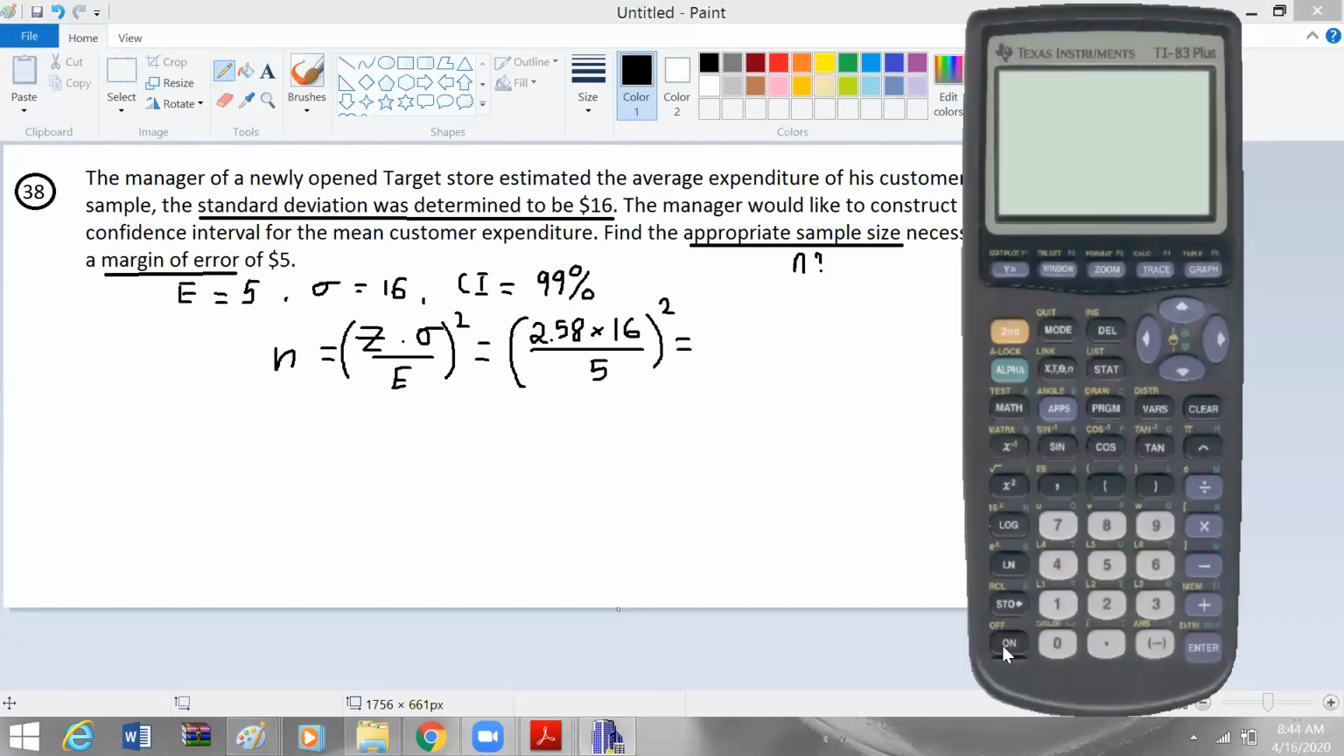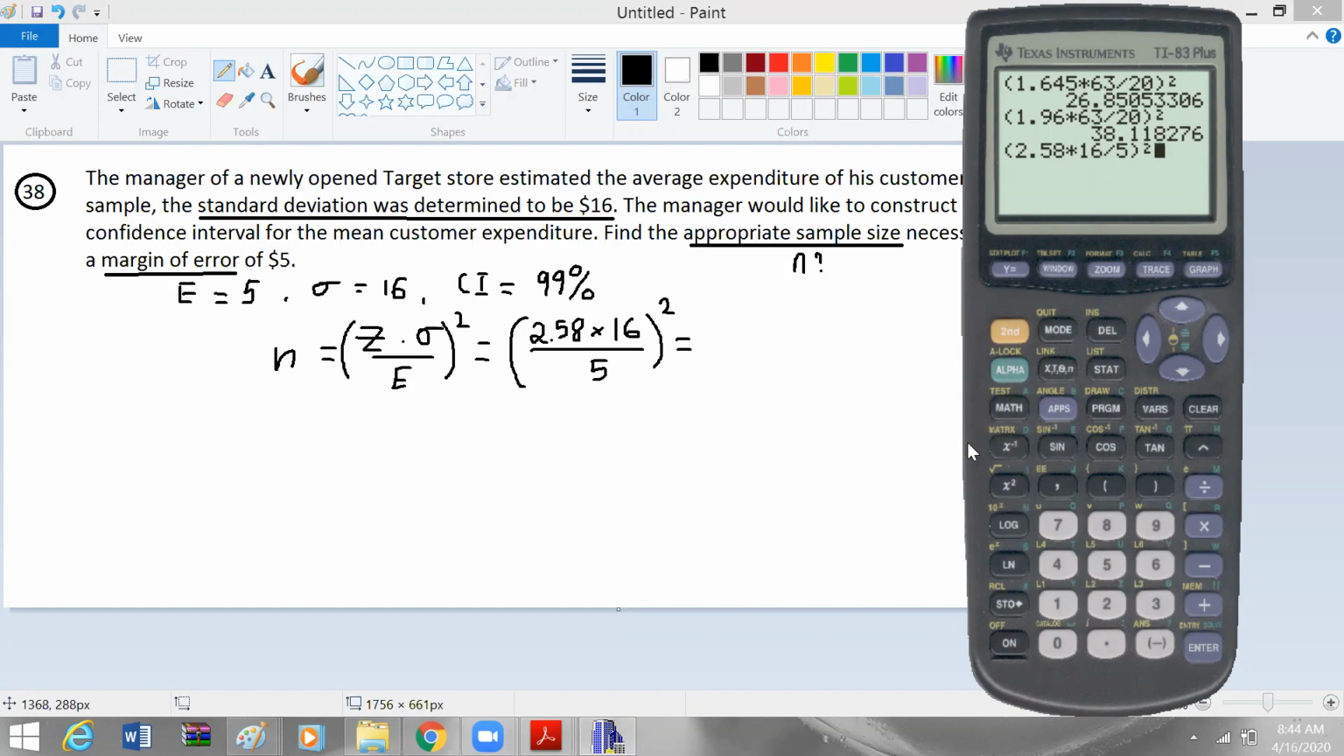We open the parentheses. We're going to take 2.5 times the standard deviation, which is 16, divided by the error, which is 5, and then you close the parentheses, right? Make sure that we close it before we take the square. If we don't close them, that will be wrong. And then we hit the square right there.